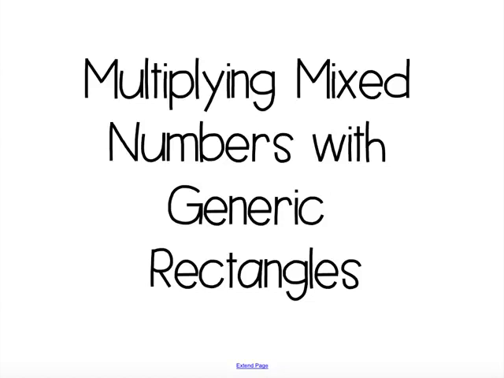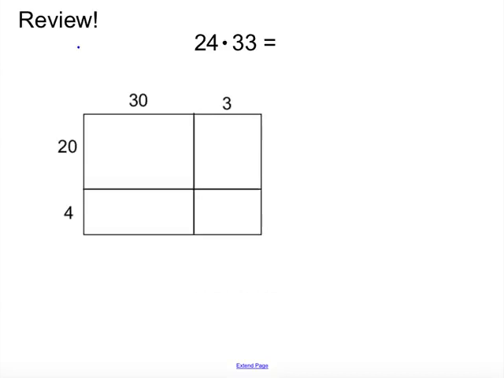In this video, we are going to be working on multiplying mixed numbers with generic rectangles. Now, the first thing we're going to do is start by doing an example of a generic rectangle. So, in my example, we have 24 times 33, and I already have the generic rectangle set up for you.